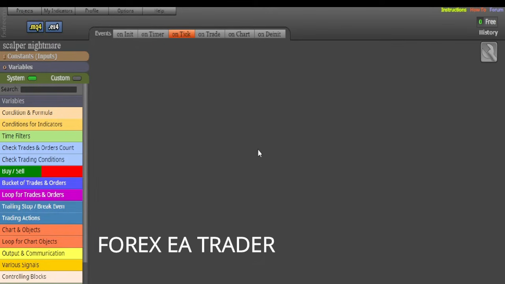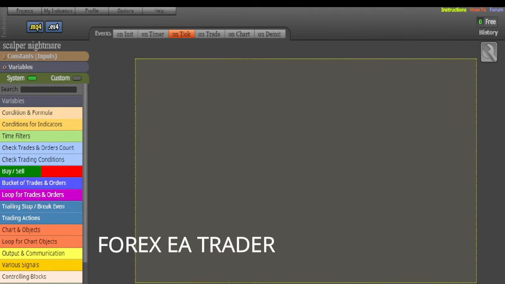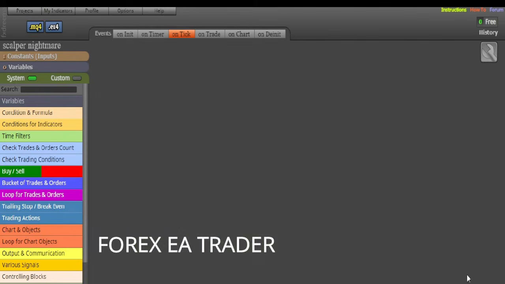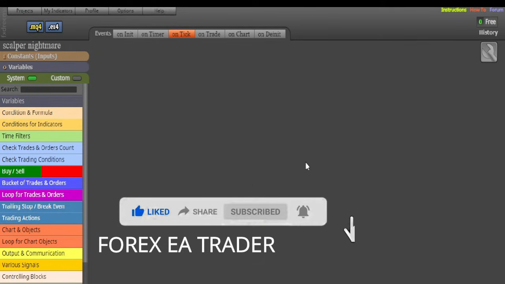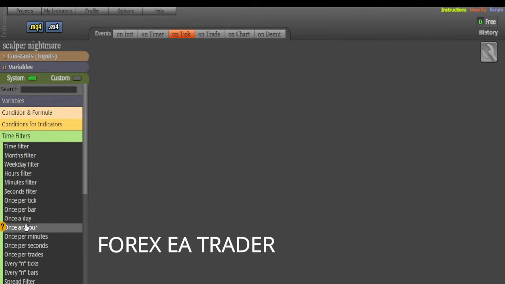So the first thing that we're going to do, if you are new here and this is your first time going to Fxdreema, you're probably going to see a lot of junk stuff already here. Just highlight it, right click and delete. Then we can start together on a clean slate like this. The first thing that we are probably going to do is place in time filters.